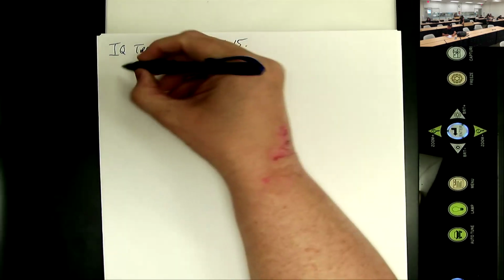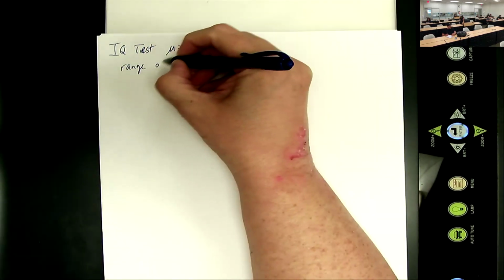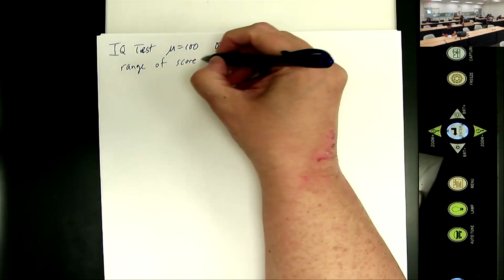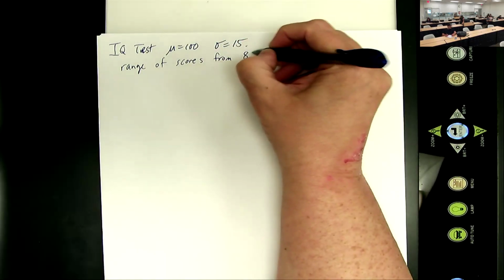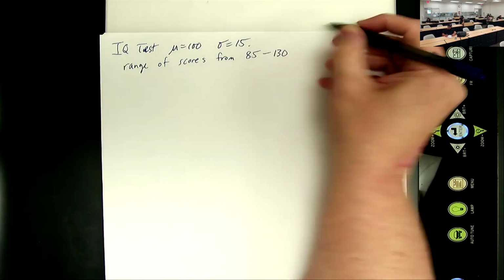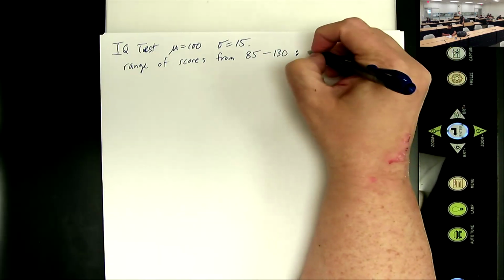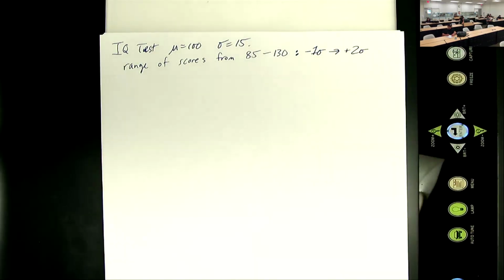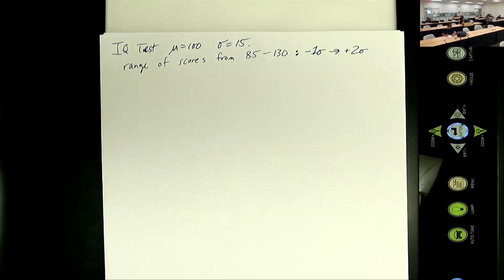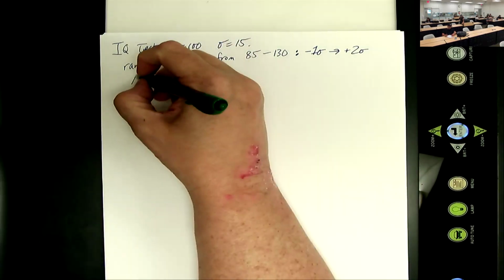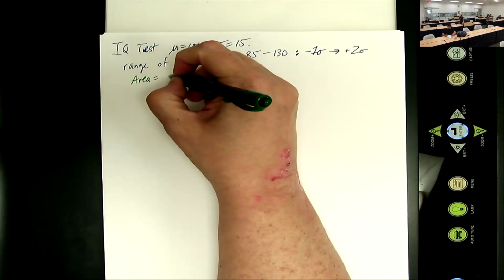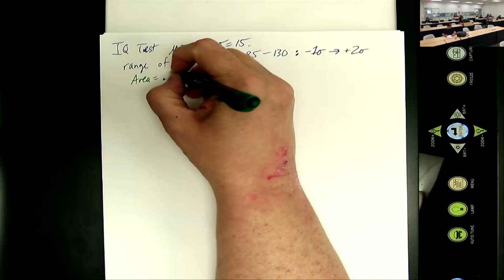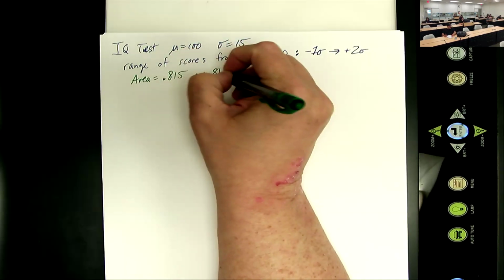So for example, let's just look at what that means on our IQ test that we did. On the IQ test, the mean was 100 and the standard deviation was 15. We looked at this many times. And so if we looked at the range of scores from 85 to 130, this was the same as looking at -1 standard deviation up to +2 standard deviations. And the area yielded for something like this would have been 0.815 or 81.5%.